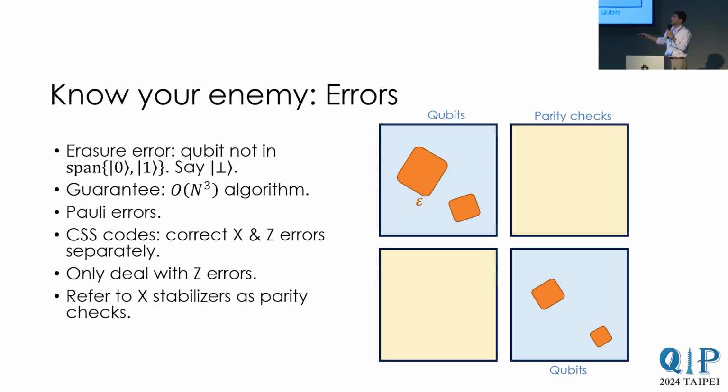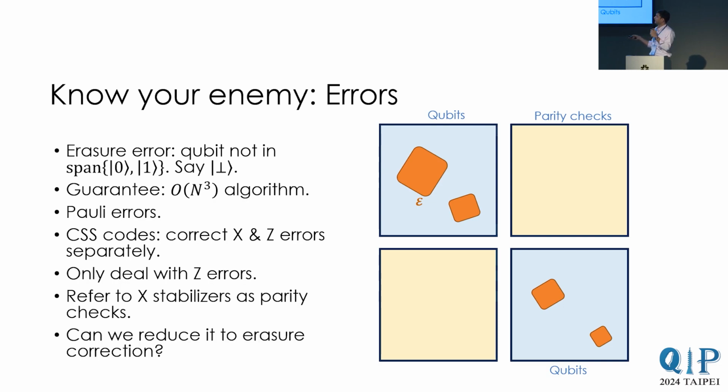And because I'm using the X-type stabilizers to correct against errors, I might later refer to these objects as the parity checks, just to drive home the point that I'm correcting the Z errors. Okay, so what's the objective today? The objective is, if we start with these Pauli errors, which are difficult to correct, is it possible for us to convert them into this scenario where it's easy to correct? Namely, can we convert a Pauli error to an erasure error?